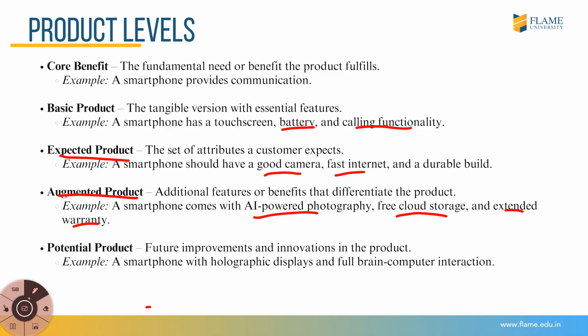After this, we look at what can be added extra in this phone to make it more appealing to people in the future, and the keyword for that is potential product. Future improvements and innovations in the product, like hologram, teletransportation. This is something which may or may not happen in the future. What a customer expects out of it is called the potential product.